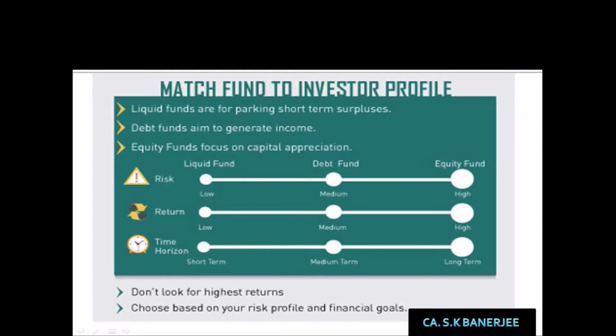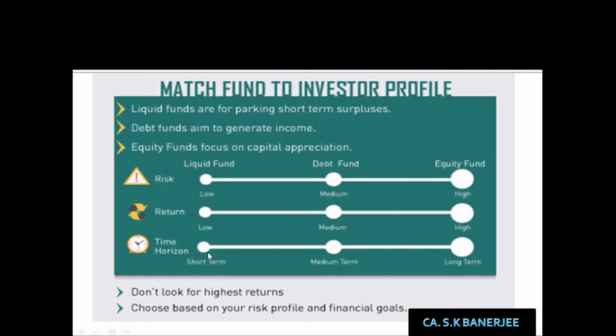So in this chart you can see that the liquid funds are for short-term surpluses. They are short-term funds. We have already seen that. Now, for risk, the lowest risk is for liquid funds, medium risk is debt funds, and highest risk is the equity fund. Similarly, as the risk is low, the return is low. Here the risk is medium, return is also medium. Here the risk is high, the return is also high.